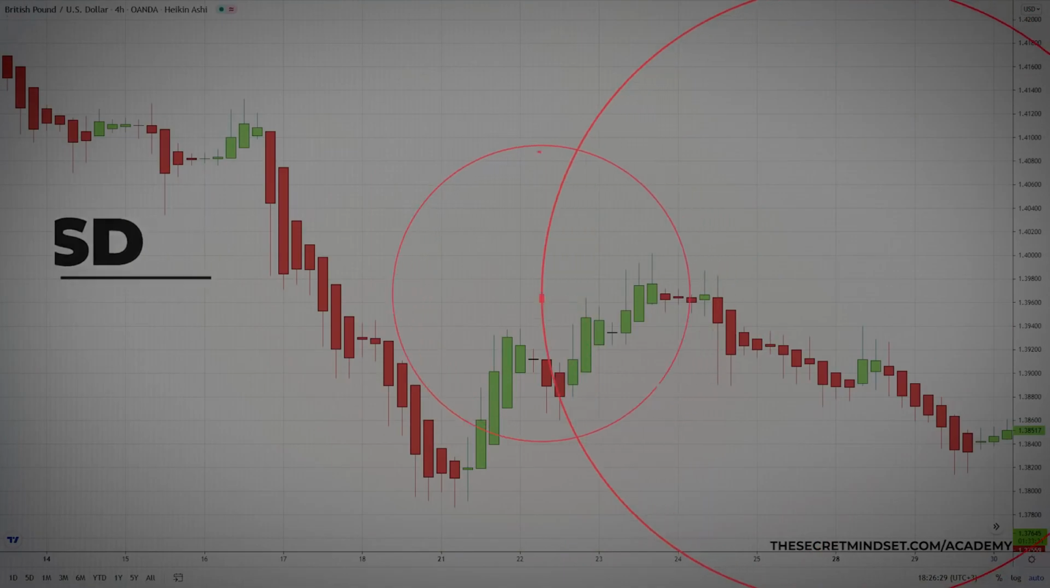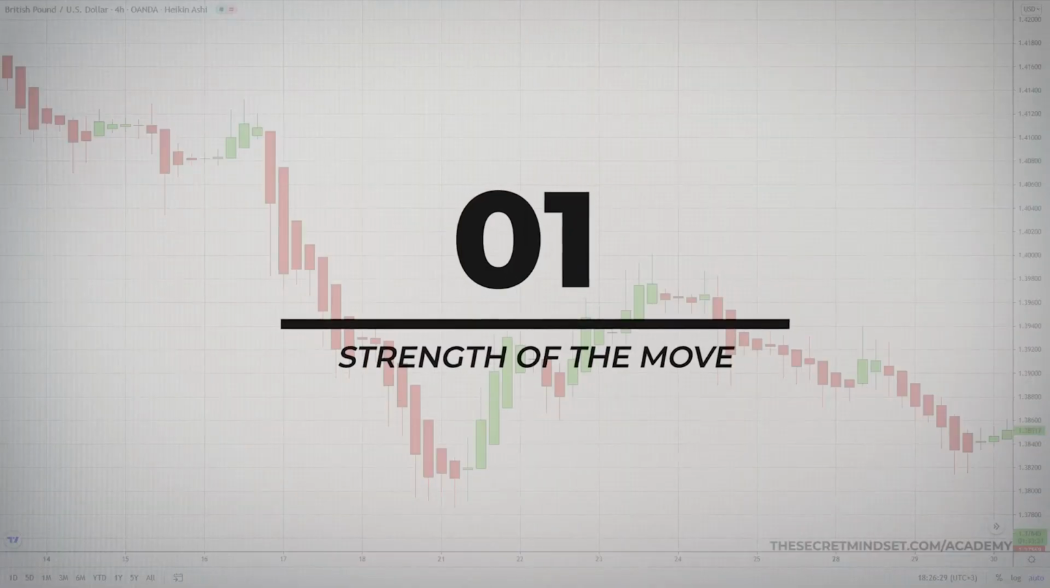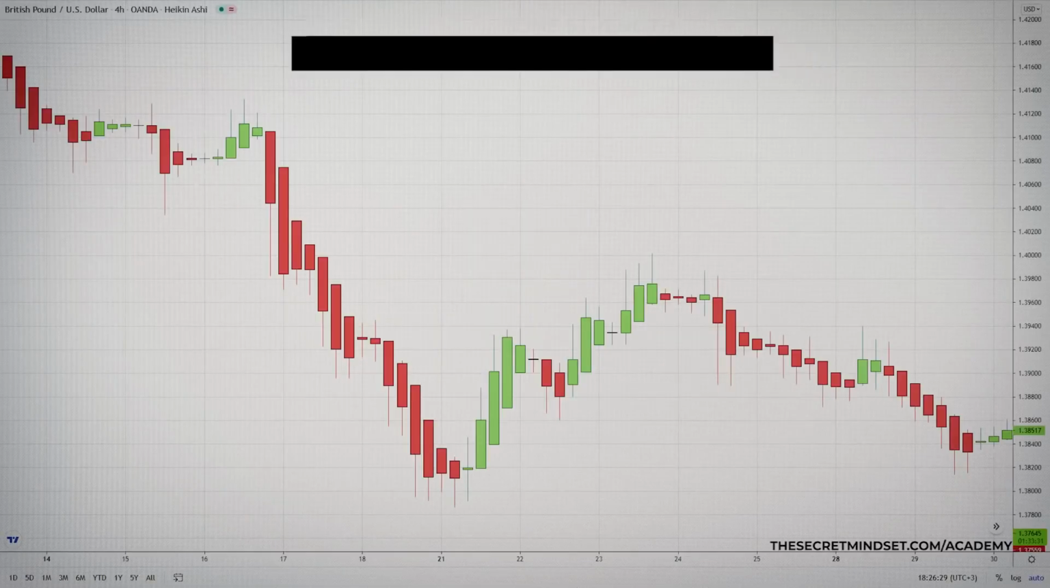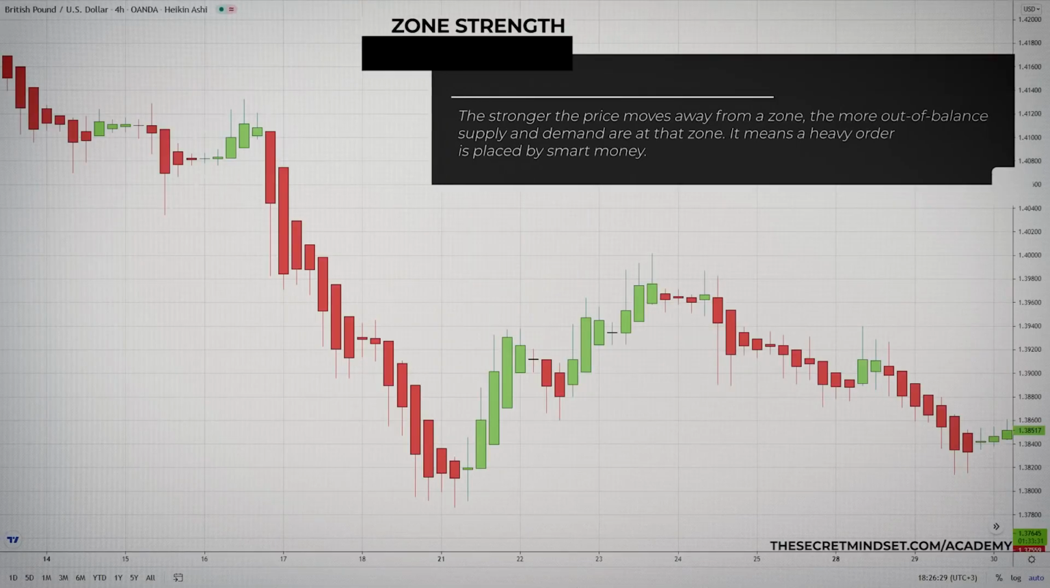Now let me show you how to find the best supply and demand Heiken Ashi zones to trade. I look for several clues. First, you determine the strength of the move. How did the price leave the level? The stronger the price moves away from the zone, the more out of balance supply and demand are at that level. It means a heavy order is placed by smart money.